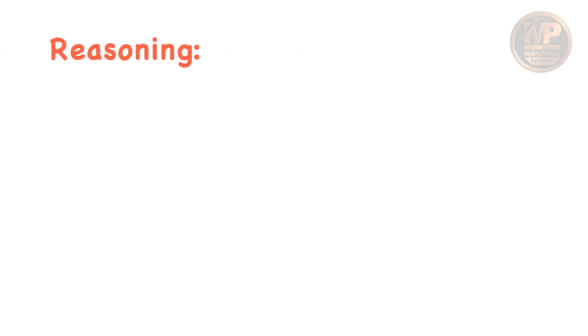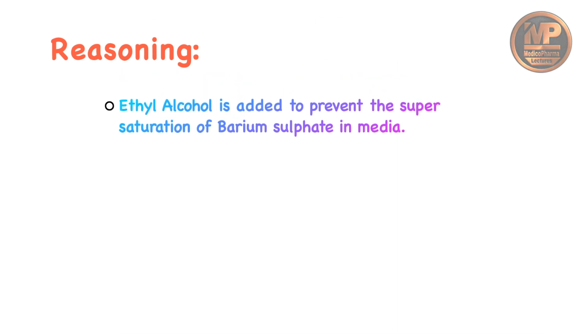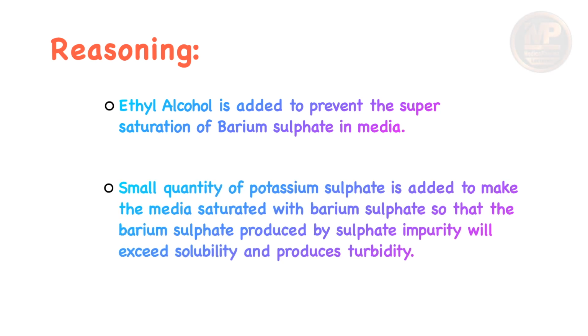Now we will see the reasoning. Why is ethyl alcohol used in barium sulfate reagent? Ethyl alcohol is added to prevent the supersaturation of barium sulfate in the medium, so that there will be no alteration in turbidity. Similarly, a small quantity of potassium sulfate is added to make the medium saturated with barium sulfate, so that the barium sulfate produced by sulfate impurity will exceed solubility and produce turbidity. So this is the reason behind adding a small quantity of potassium sulfate in barium sulfate reagent.